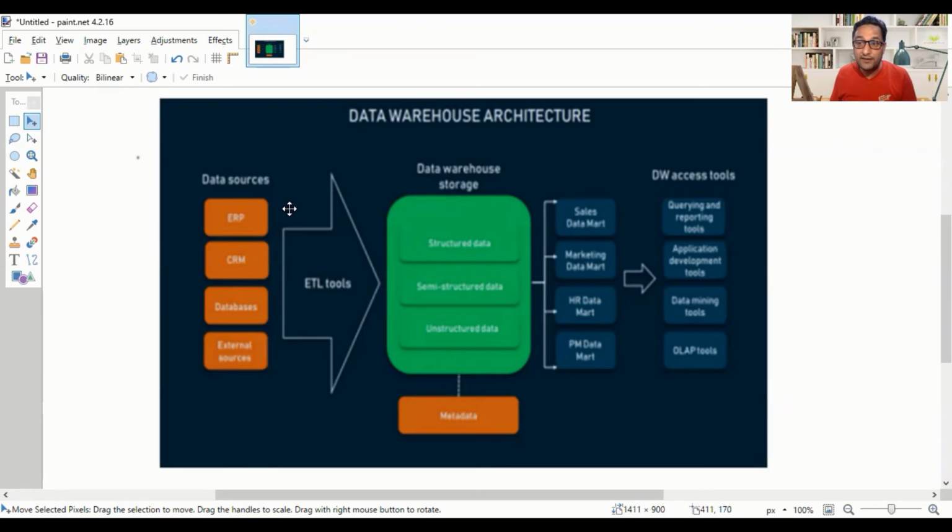And then in between, before moving all the data which you are collecting through ERP, CRM databases and the external sources, you are collecting all this data and placing it into your warehouse. For that, the transformation is sometimes required. So for that, ETL tools are required, right? These are the tools which I was talking about, to transform the data of the data sources into the form which you require in your data warehouse, right?